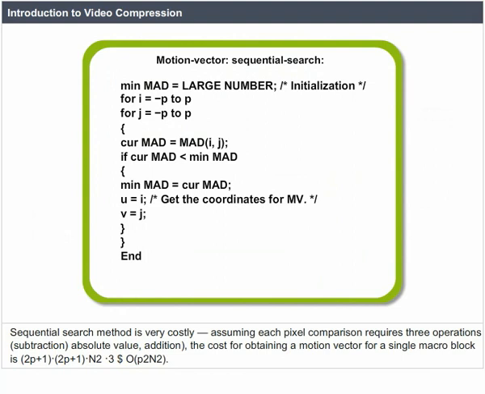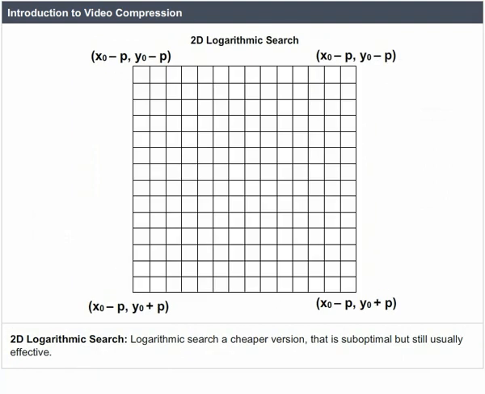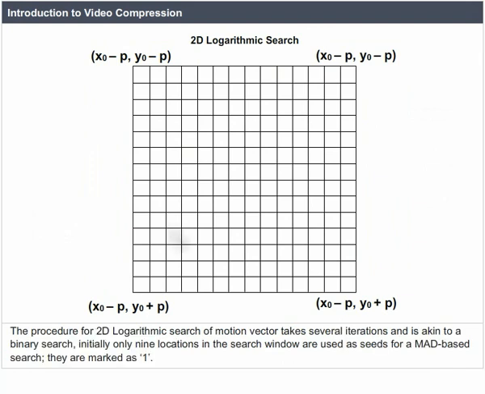Assuming each pixel comparison requires 3 operations: subtraction, absolute value, and addition, the cost for obtaining a motion vector for a single macroblock is as seen on the screen. 2D logarithmic search: a cheaper version that is suboptimal but still usually effective. The procedure for 2D logarithmic search of a motion vector takes several iterations and is akin to a binary search.